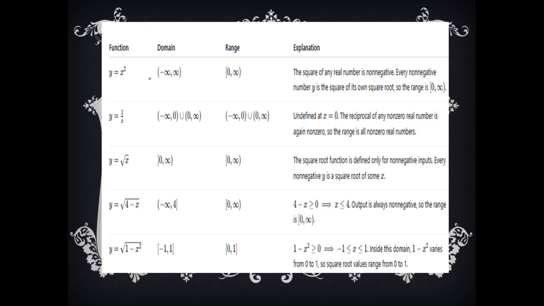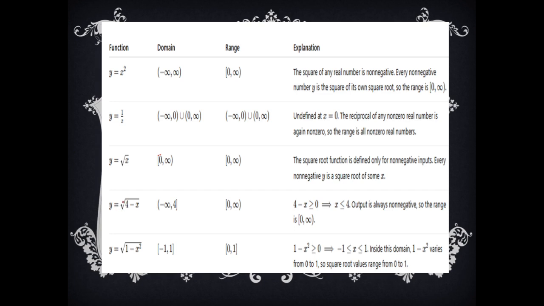For y equal to x square, the range is a set of all real values. This is the set of all real values excluding 0. And y equal to root x, the term under the square root should not be a negative number. So it is 0 to infinity. The domain is 0 to infinity including 0, and the range is also 0 to infinity including 0.